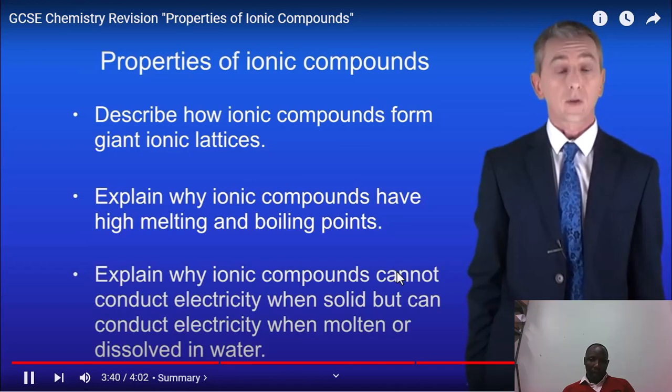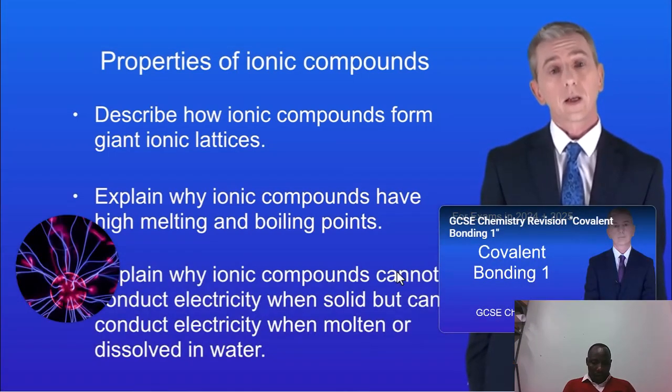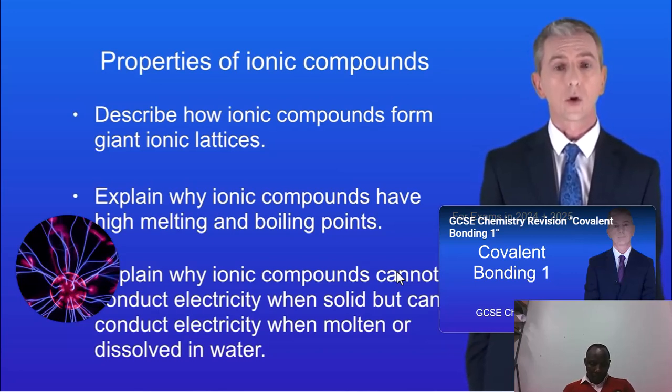Okay, so hopefully now you should be able to describe how ionic compounds form giant ionic lattices. You should then be able to explain why ionic compounds have got high melting and boiling points. And finally, you should be able to explain why ionic compounds conduct electricity when molten or dissolved in water, but cannot conduct electricity when they're solids.